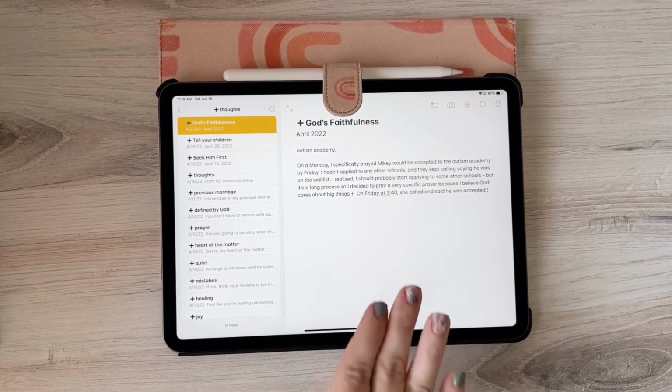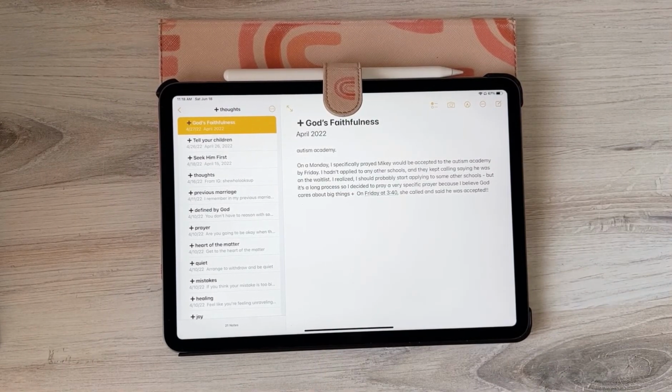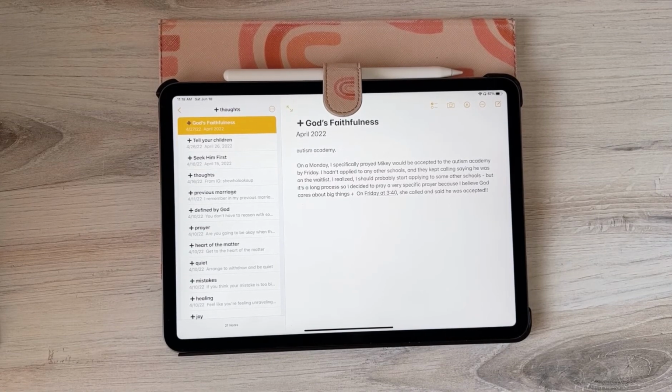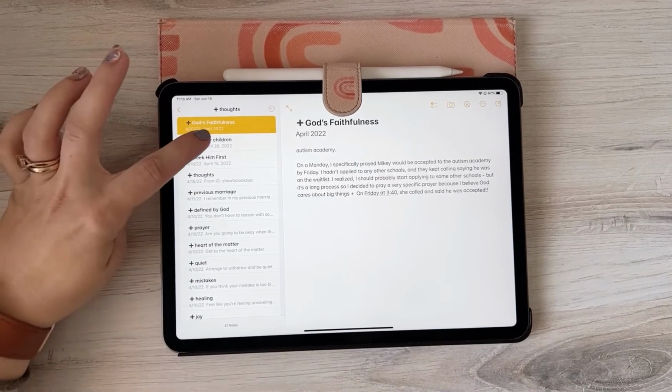So for me, this is something I want to write in my journal and probably in my answered prayer journal. But again, I remember when I wrote this, I was outside waiting for my son to get off the bus. So I typed it up real fast. So that's why I really like doing notes like this, because I can do them on the go, anywhere. I usually have my phone with me, and then I can transfer them.